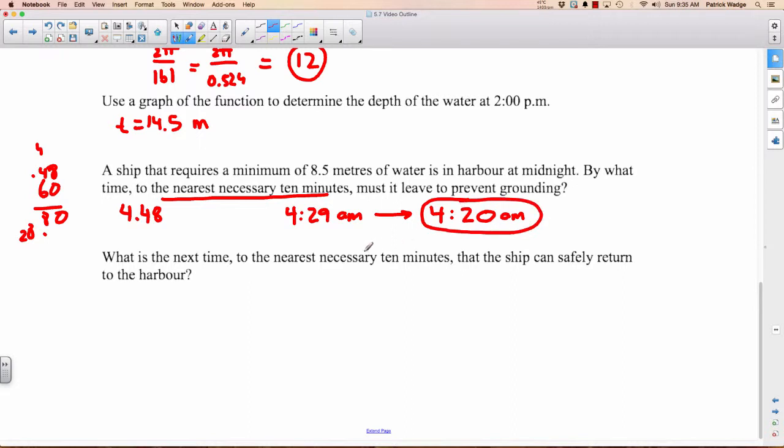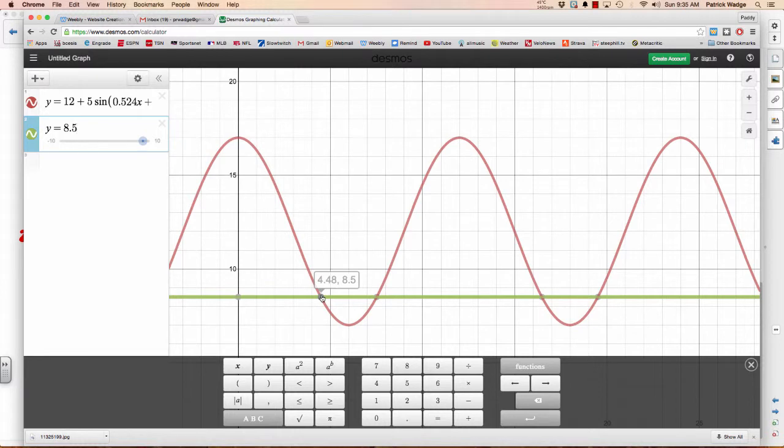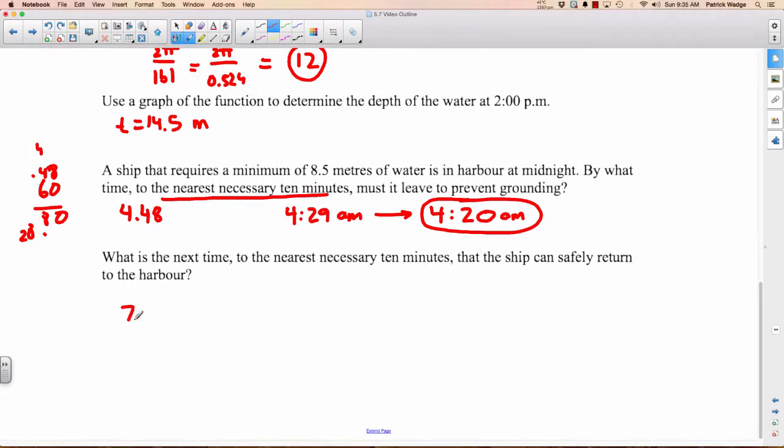What's the next time, to the nearest necessary 10 minutes, that the ship can safely return to the harbor? So here we go. He's gone by this point. He's out in deeper waters, but he wants back into the harbor. When can he come back in? Right here. This is where the depth of the water is deep enough again. So that's after 7.51 hours. This is hours, right? Same here. This is hours.